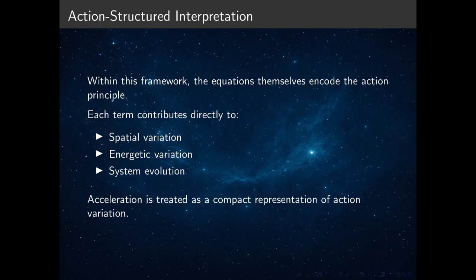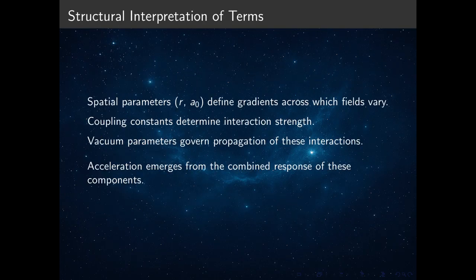Action-structured interpretation of acceleration. Within the present framework, the equations are interpreted as encoding the action principle directly through their structure. Each term contributes to a spatial and energetic variation that defines the system's evolution. Rather than introducing an external Lagrangian and deriving equations of motion, the acceleration expressions themselves are viewed as compact representations of underlying action variation. Spatial parameters such as R and A0 define gradients across which field quantities vary.